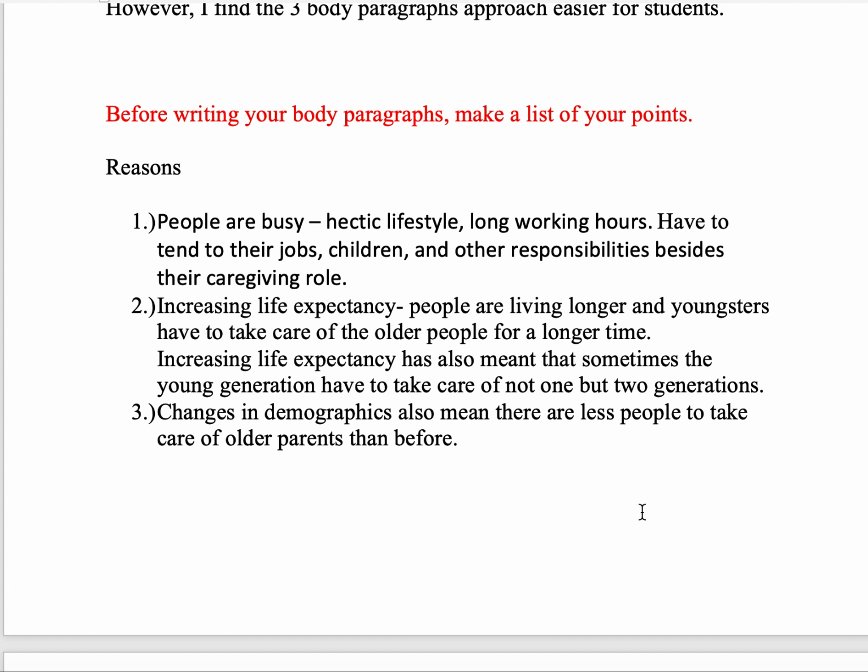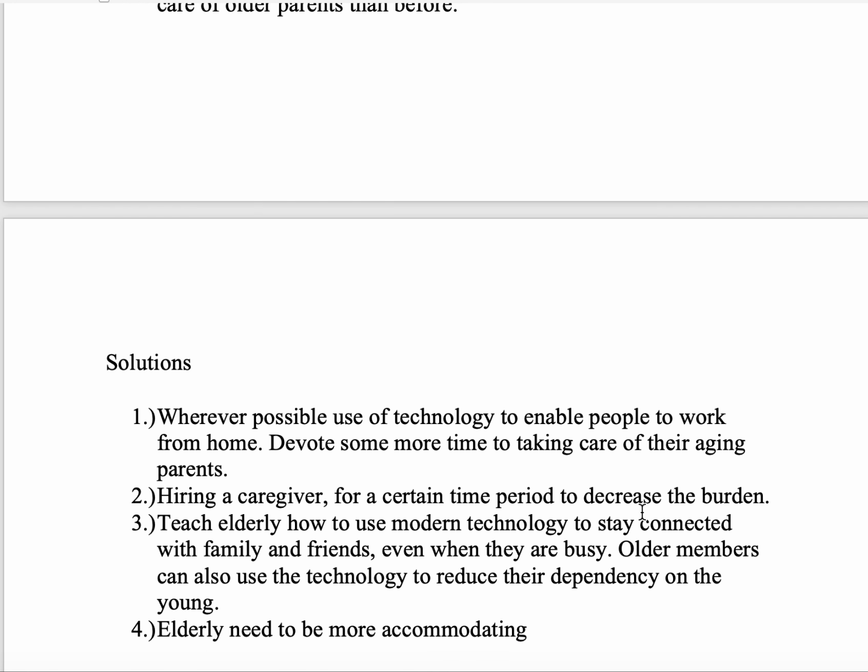So what happens is, because of the demographic trend changes, people are not having children, or they are having children late in life. The elderly, because of increased life expectancy, are living longer. So there are fewer youth and more elderly. So these are the demographic trends, and because of this also this reason comes up that there are fewer young people to take care of the older parents than before. Okay, so these are the 3 reasons that came to my mind.